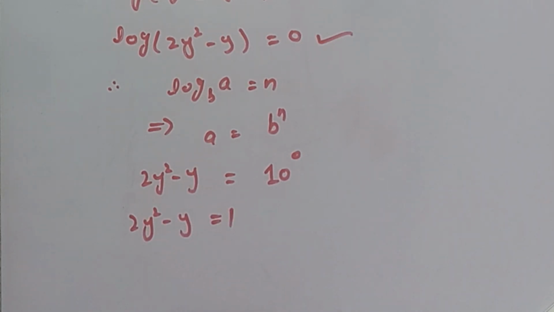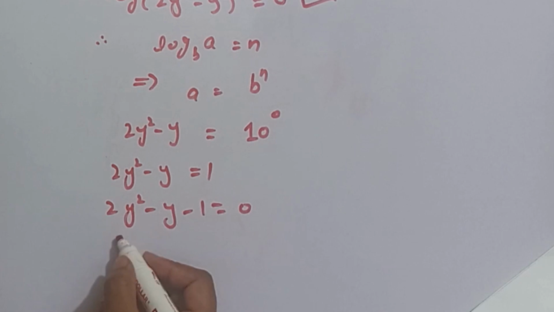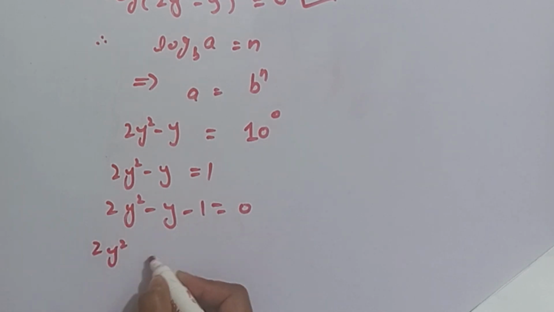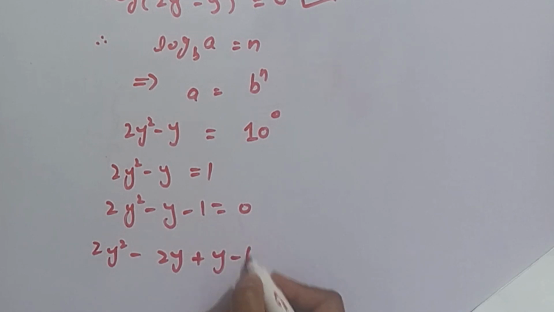In the next step, we subtract 1 on both sides. Then we have 2 times y squared minus y minus 1 is equal to 0. And this is a quadratic equation. We write this as 2 times y squared minus 2 times y plus y minus 1 is equal to 0.